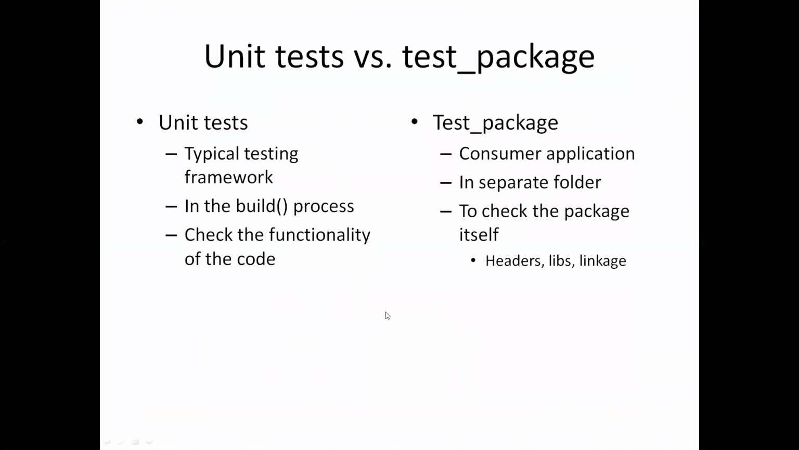Okay, so to summarize, I would like to compare the unit test versus the test package functionality. As I said, unit test is the typical testing framework you use in the build process, and it's the complete unit and functional testing of your library. If the test doesn't pass, then the package is not created at all. And then we have the test package functionality that is not using a testing framework. It's just a basic consumer application put in a separate folder that basically checks that the package is correctly formed, that the headers have been packaged, the library has been packaged, and it can link with the package. It can do some basic operations.